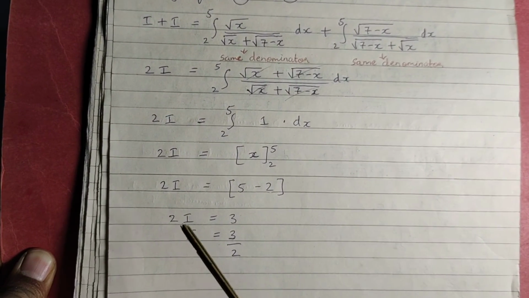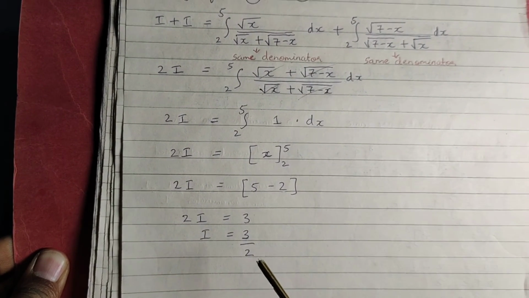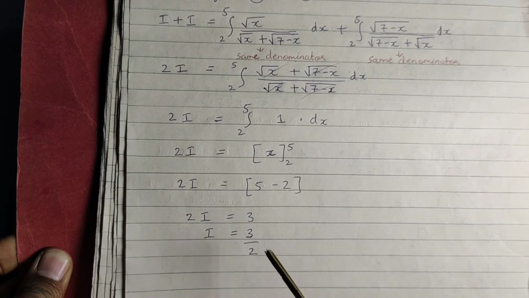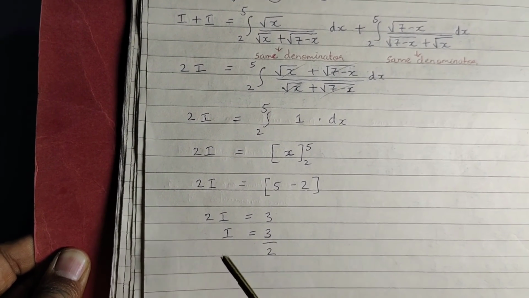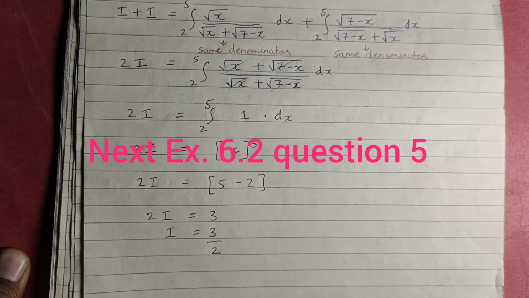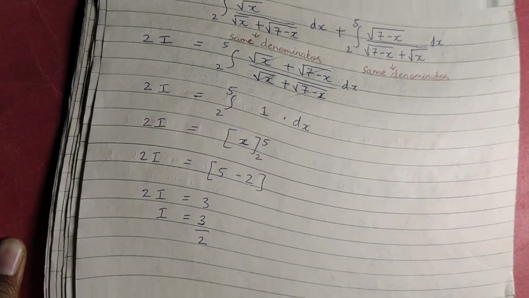So this 2 will go down. It is multiplication, and when you take it to the opposite side, it becomes division. So I you have got 3 by 2. So this is the final answer.